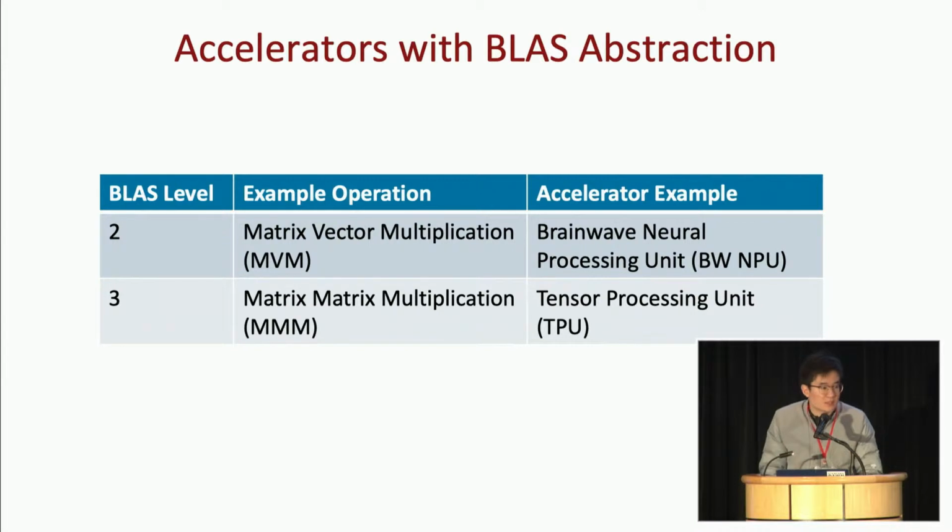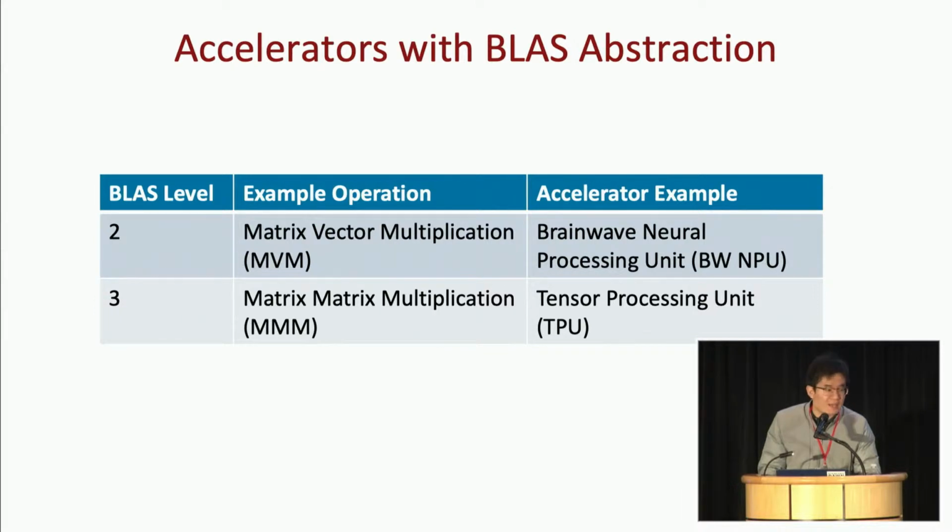To deal with this complexity, most software frameworks and hardware accelerators choose to decouple an RNN kernel into a set of basic linear algebra subprograms, also known as the BLAS subroutines. For example, in the context of inference, the Brainwave neural processing unit from Microsoft chooses to accelerate the matrix vector multiplication operation within the RNN kernel, which is at BLAS level 2. In the context of training, the tensor processing unit from Google chooses to accelerate the matrix-matrix multiplication operation, which is at BLAS level 3.